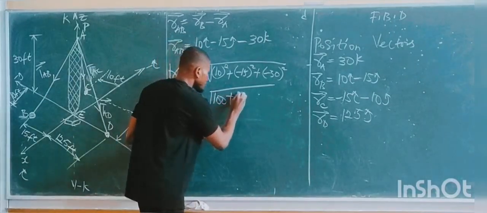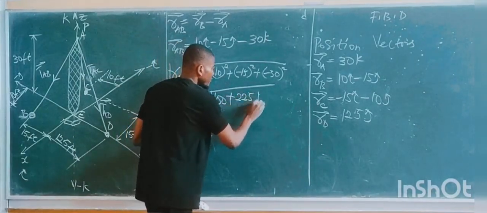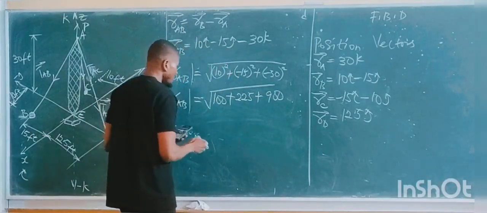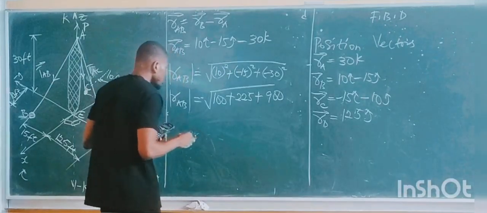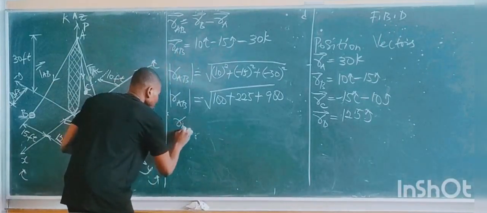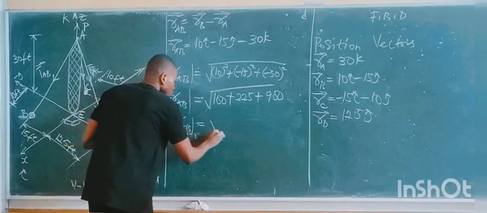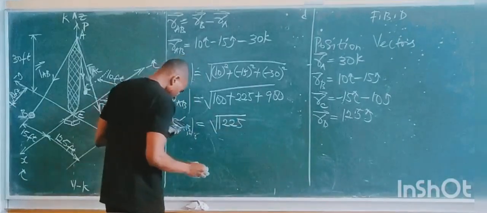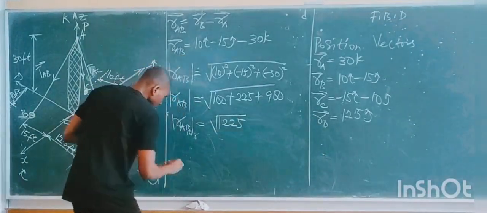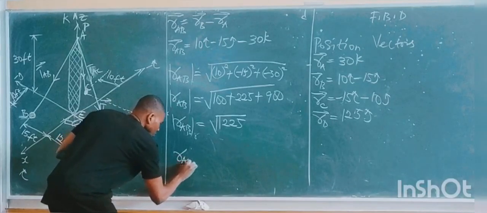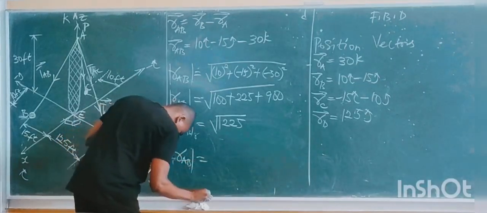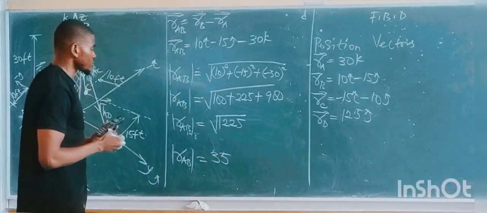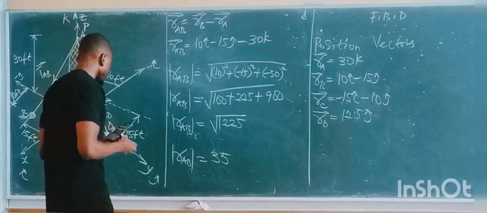15 squared is 225, plus 30 squared is 900. Okay, so if you add them all together, the magnitude of AB is equal to the square root of 1225. Therefore, the magnitude of that position vector is simply equal to what? You have 35. So this becomes the magnitude of the position vector.